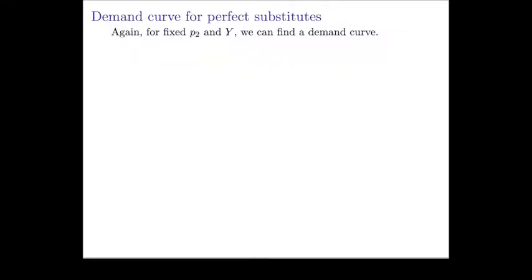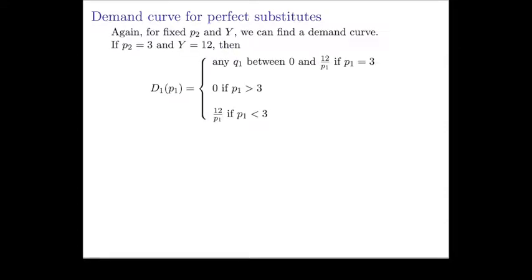So what does my demand curve look like? Again, we have to fix P2, and we have to fix Y. So let's suppose we fix P2 at 3 and income at 12. Then the demand for good 1 is, if the price of good 1 is the same as the price of good 2, which is 3, then I'm going to demand any quantity between 0 and 12 divided by P1. Remember, Y is 12, and P1 is 3 in this case. So I can demand either 0 units of it, or I could spend all my money on good 1, or anything in between.